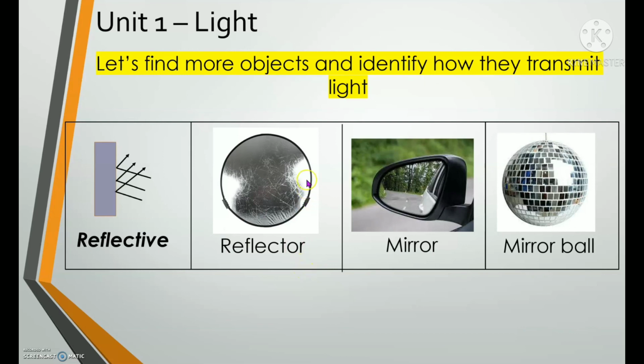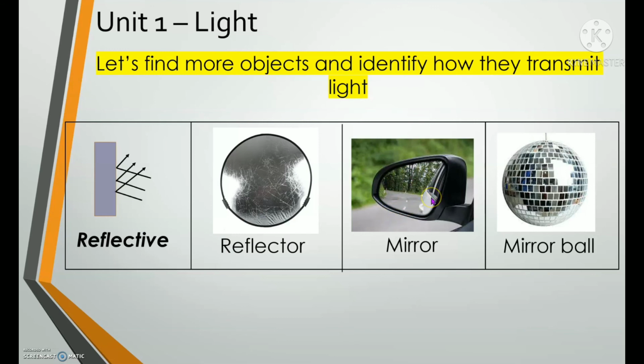Reflector. This reflector, when the light hits the reflector, the light bounces off the reflector. We cannot see through the reflector, but we can see the light reflected. Same as the mirror. We cannot see through the mirror because the light does not go through the mirror. It bounces. That's why we can see our faces when we look at the mirror.